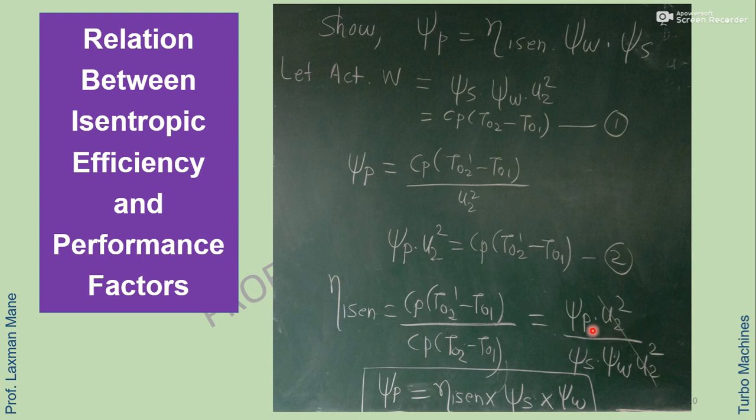And we find the equation, which we write in the form of the pressure coefficient. Psi p we take on the left hand side, and these two terms, psi s and psi w, will come on the right, meaning isentropic efficiency multiplied by psi s into psi w. So the final equation is proven: psi p is equal to isentropic efficiency multiplied by psi w multiplied by psi s.